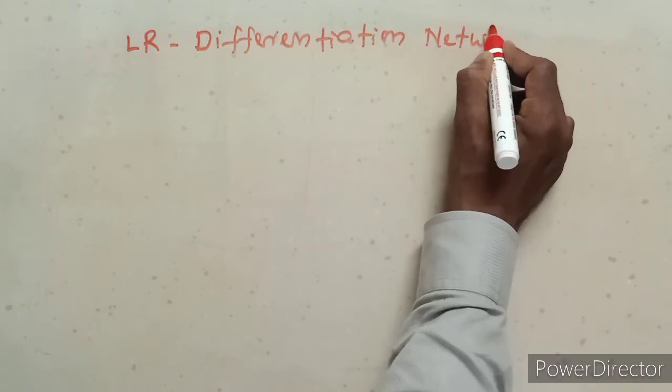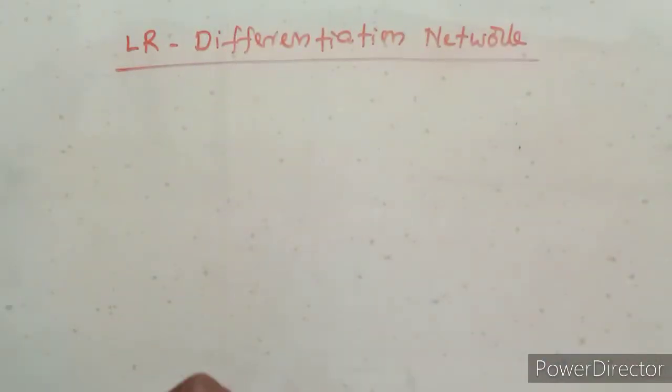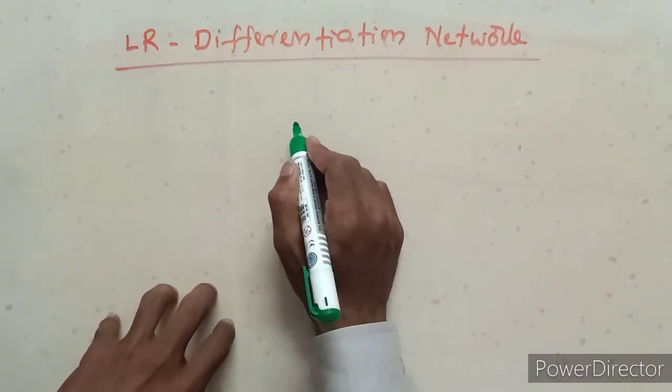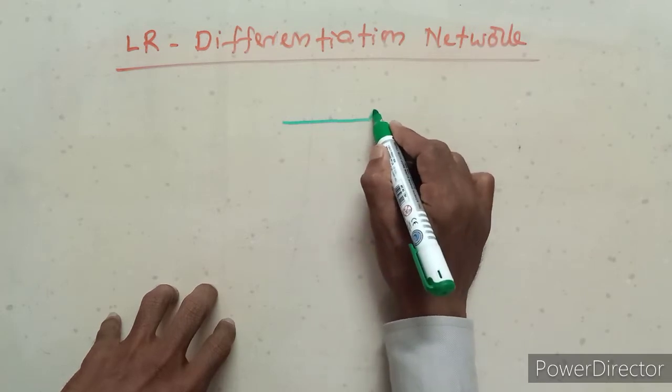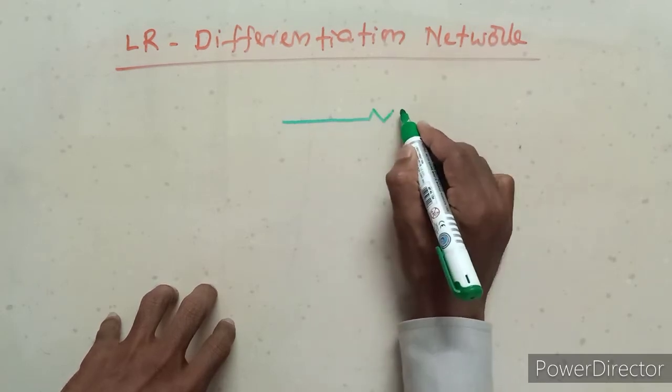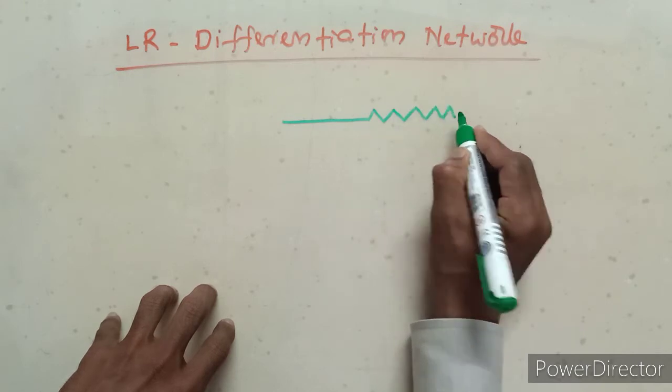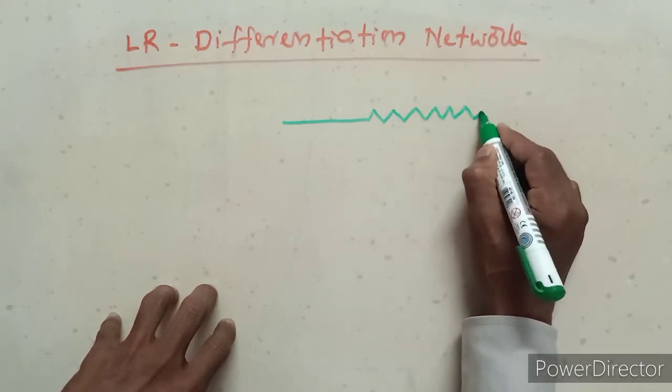In the differentiating network, the voltage across the inductor is the output. So the circuit can be formed as this LR circuit, as used for the differentiation network.